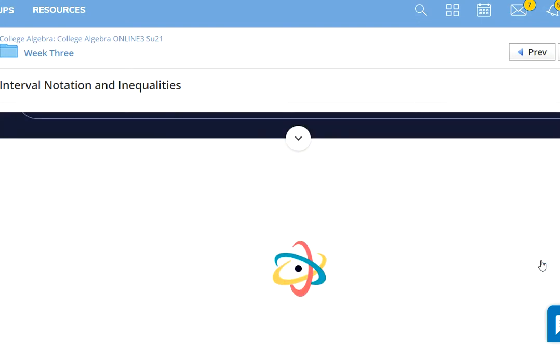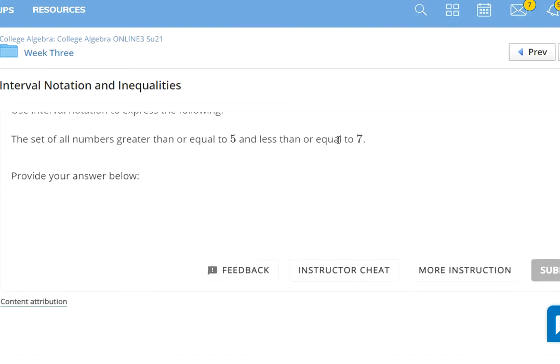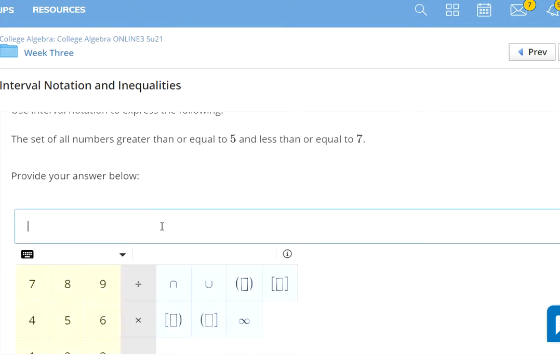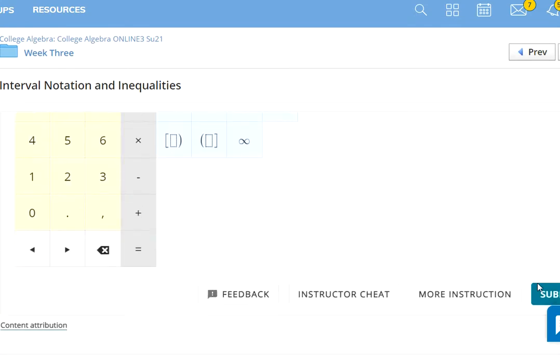Let me see if I can grab another question of this type. Less than or equal to, this is one where you'd want to use a bracket. All numbers greater than or equal to 5, less than or equal to 7. So it starts at 5, and it says it could equal 5, so that's why I'm going to use a bracket. 5 is as low as we can go, and it needs to be less than or equal to 7, so 7 is as high as we can go.